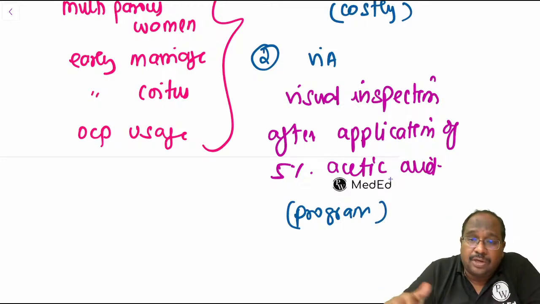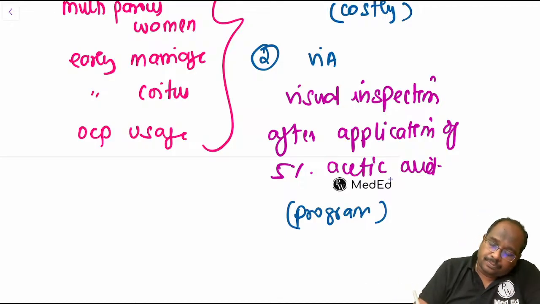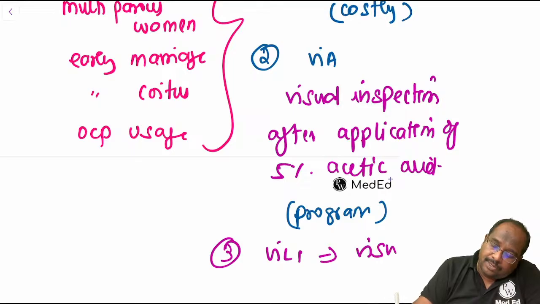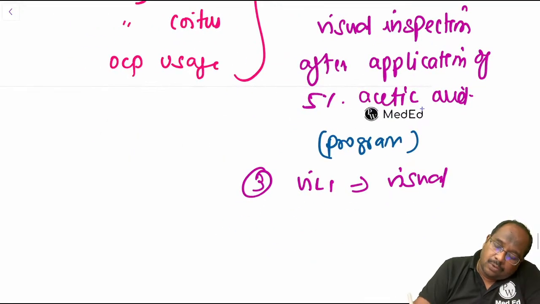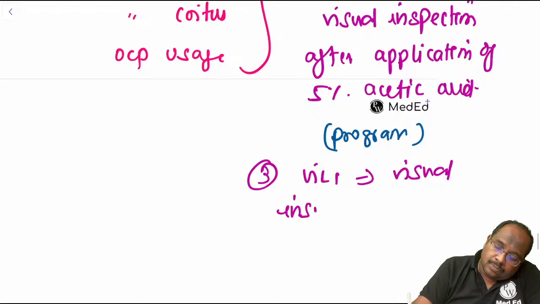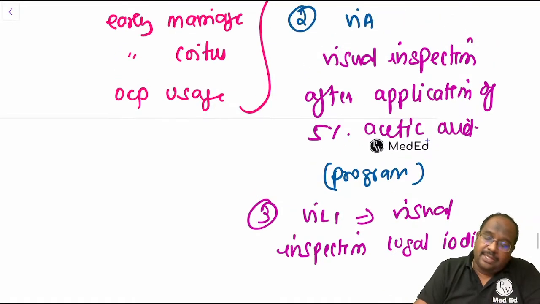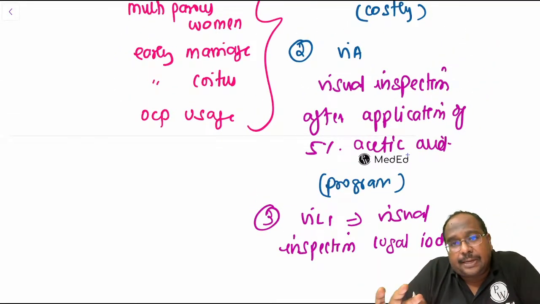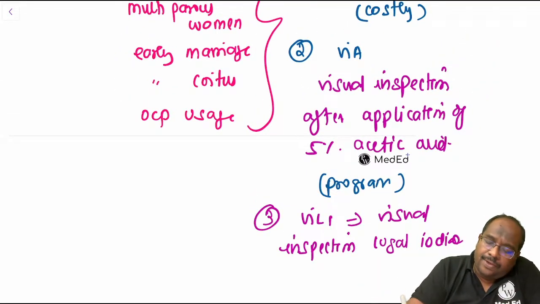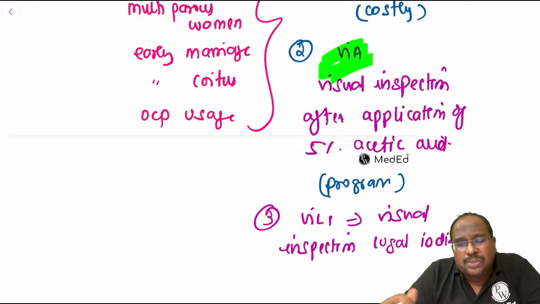You can also use visual inspection after Lugol's iodine, VILI. These are the various methods for screening, but from the program point of view, VIA is more convenient. Once it is positive, you can go for other things, a confirmatory test.